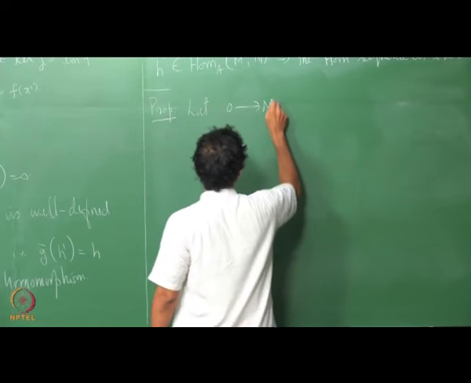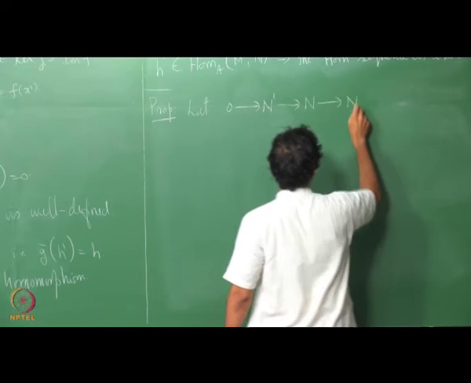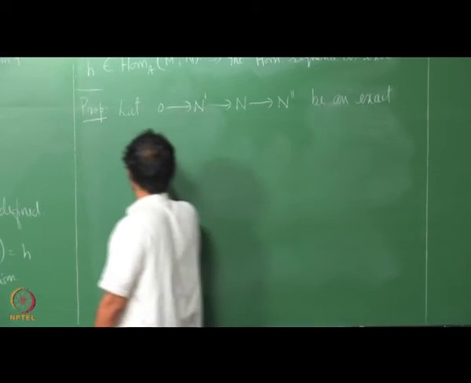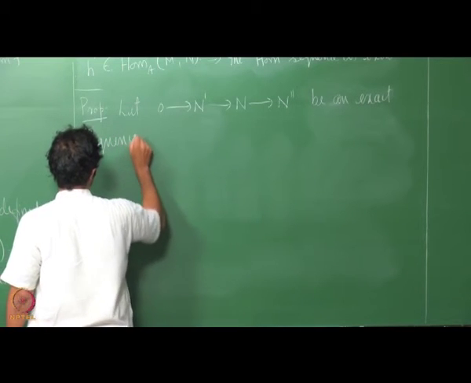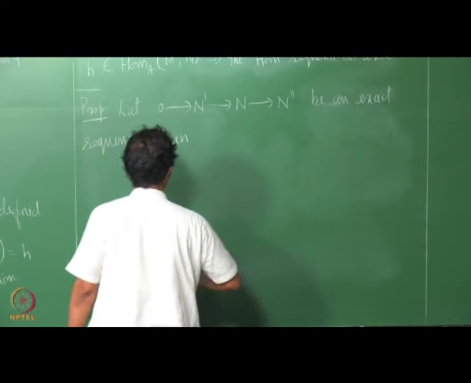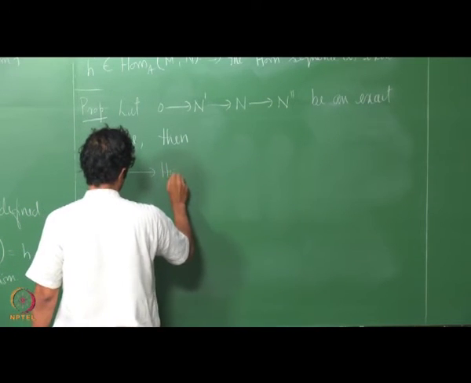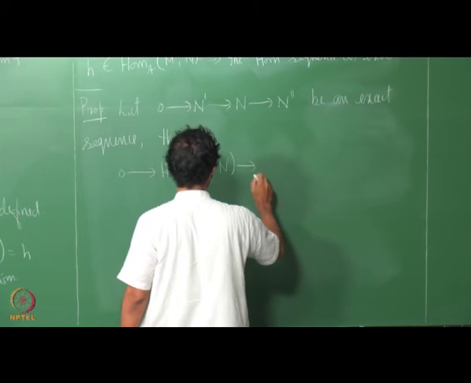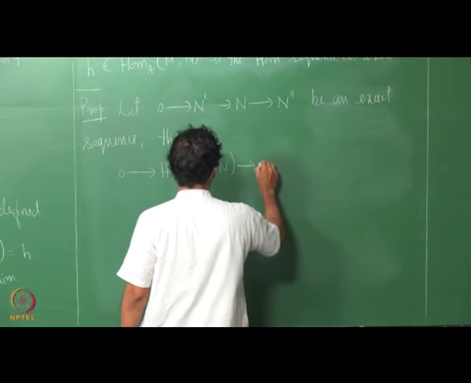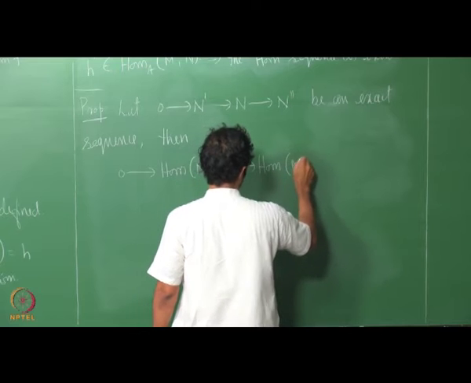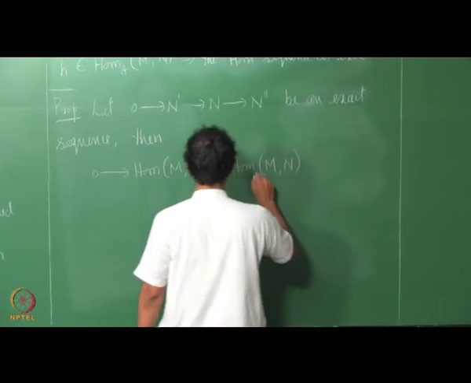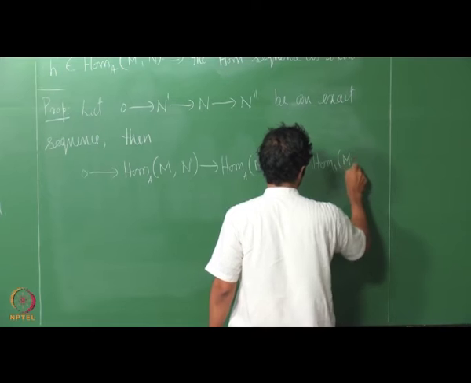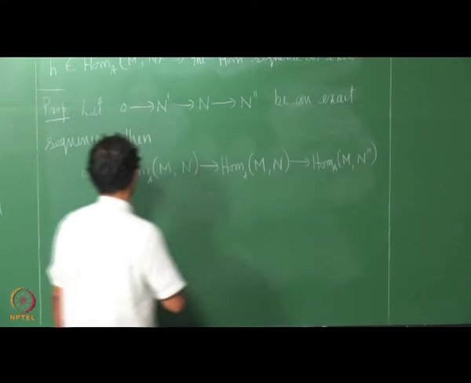Let 0 to N prime to N to N double prime be an exact sequence. Then 0 to Hom(M, N prime) to Hom(M, N) to Hom(M, N double prime) is exact.